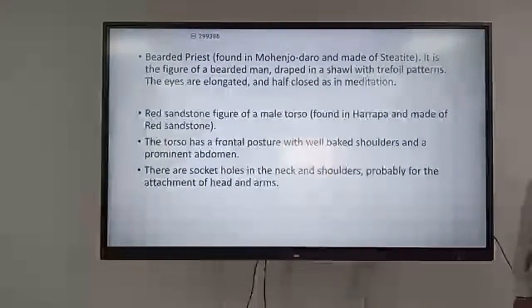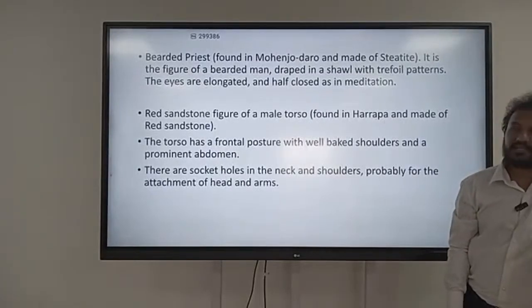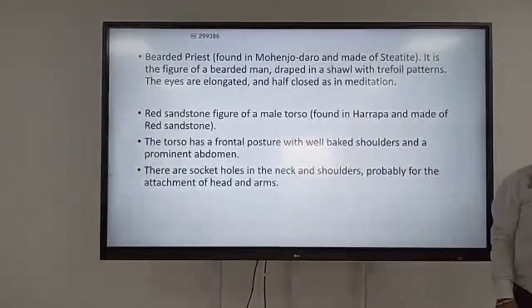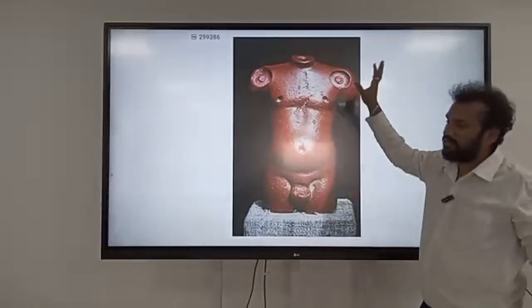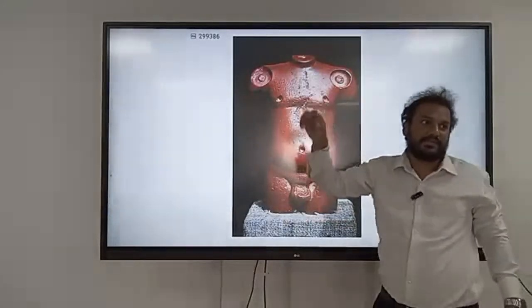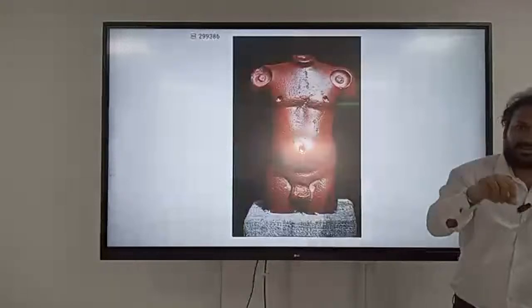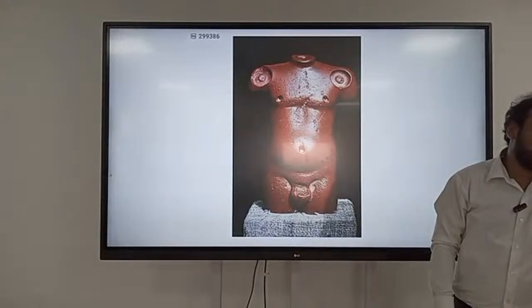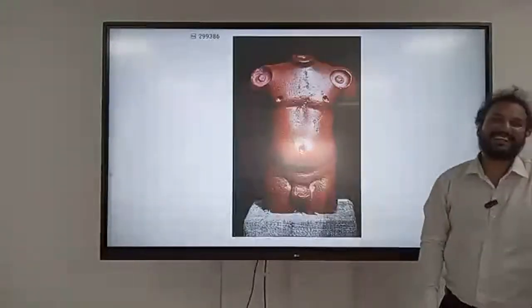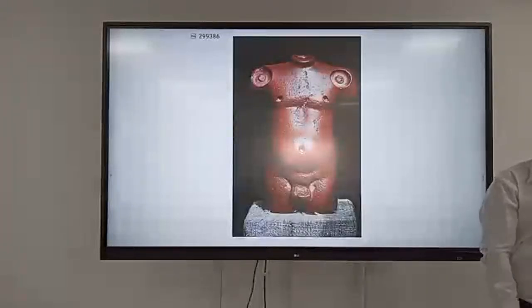Apart from that, there are also certain figures and sculptures made of red sandstone, like the male torso found in Harappa. This is the male torso, without legs and without hands, made of red sandstone. Here if you observe, there is a socket. That means there was a technique to join the hands and legs also. Nowadays you have seen plastic sockets that can join, but that was made of stone. Those people were that advanced regarding their sculptures. So bronze sculptures were found, terracotta sculptures were found, even red sandstone sculptures were found, and seals are also there.